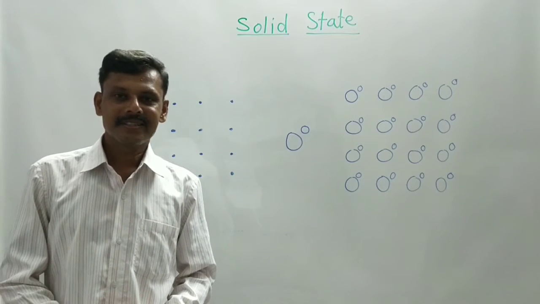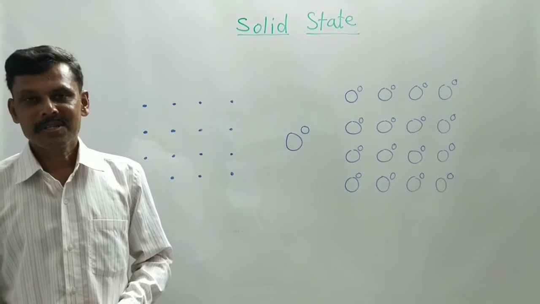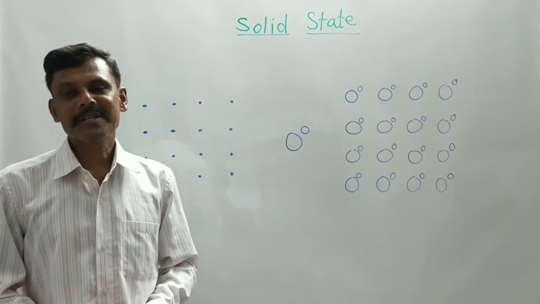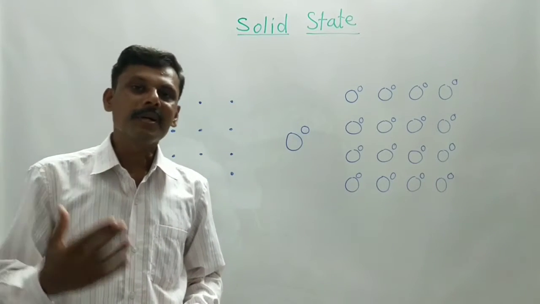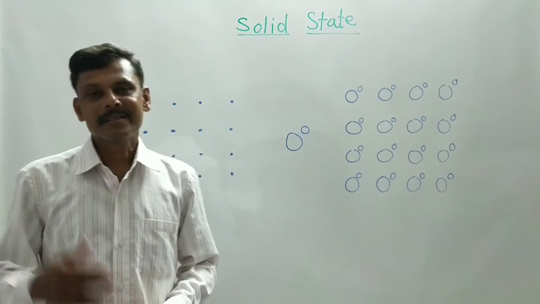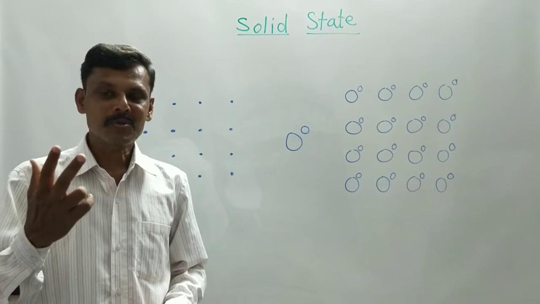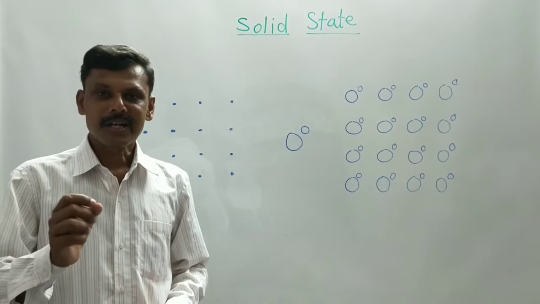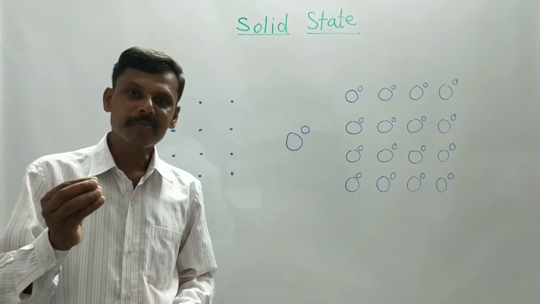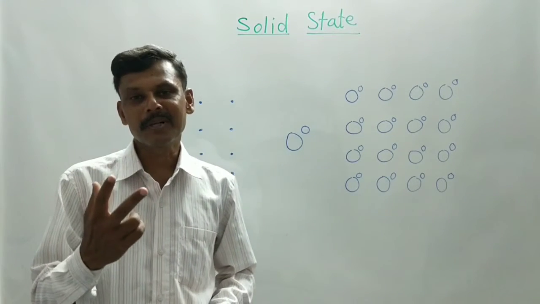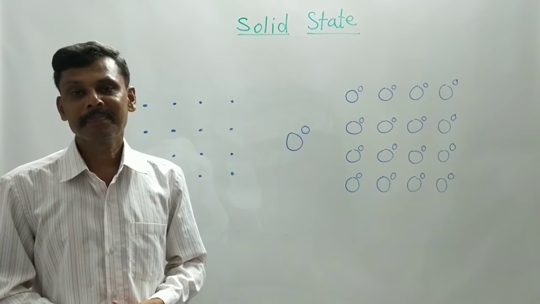Hi friends, in the last video we discussed the solid state. In that we saw the properties of solids, then the types of solids, that is, two types of solids: crystalline solid and amorphous solid. In that we discussed two important properties, that is, anisotropy and isotropy.